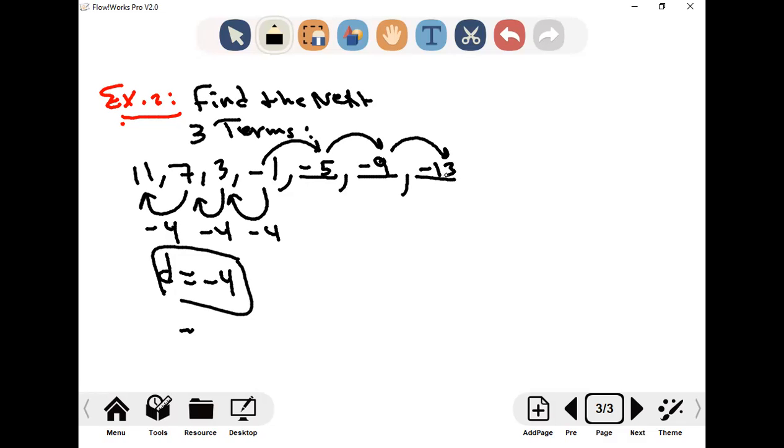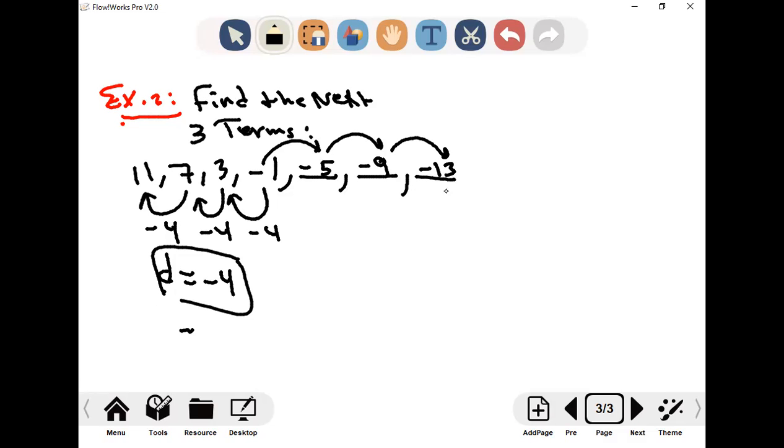Now, if you go back: negative 5 minus negative 1 is negative 4. Negative 9 minus negative 5, meaning negative 9 plus 5, negative 4 also. Negative 13 minus negative 9, meaning negative 13 plus 9, also negative 4. So if you want to go forward, you add the common difference D. So the next terms are -5, -9, -13.